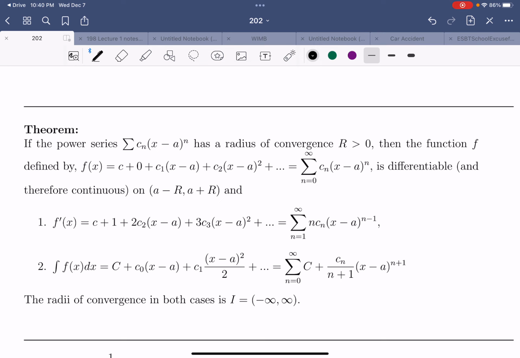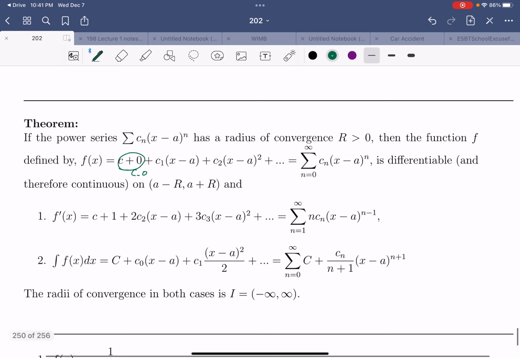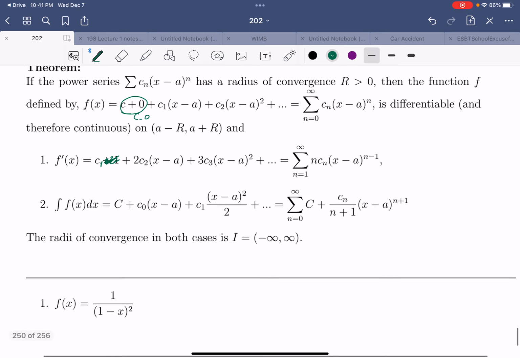So if the power series Cn times x minus a to the n has a radius of convergence r, which is greater than 0, right? Then the function f defined by f of x equals, oh, sorry, there's a typo. This should be C0 plus C1 x minus a plus C2 x minus a squared. And that's the case down here as well. This should be C sub 1. Is differentiable and therefore continuous on the interval of convergence.